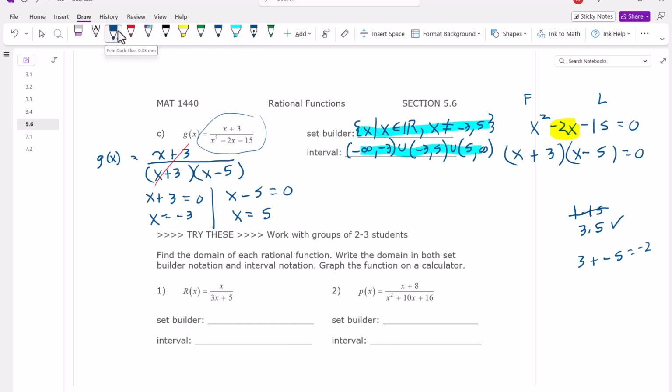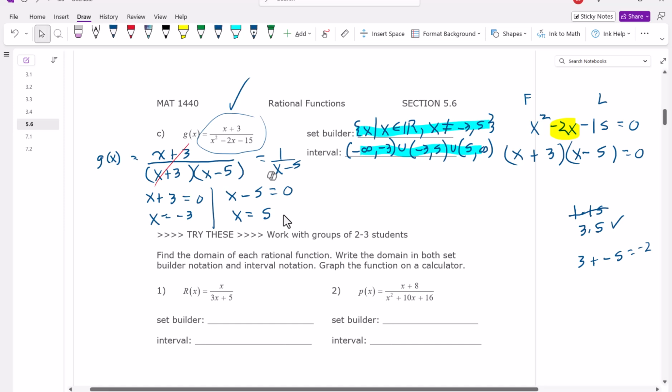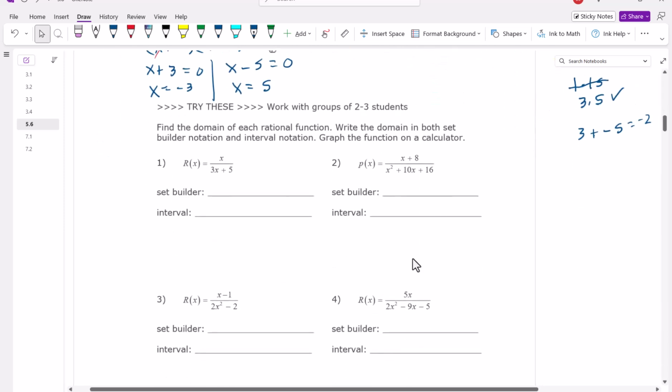Again, if you graphed this on the calculator, if you put in the original, you would find errors at negative 3 and 5. But if you put in the version after the cancellation, it would only give you an error at 5. So you have to be careful about that. Okay, so the first thing I'll have you do is a couple of problems down here at the bottom where you're finding domain.